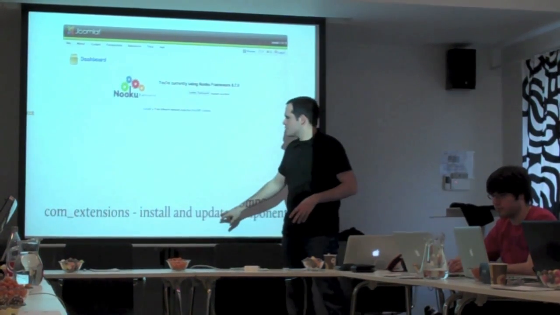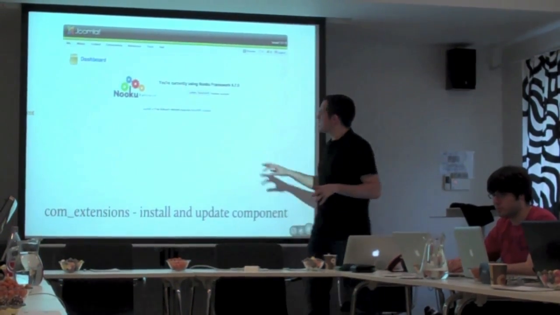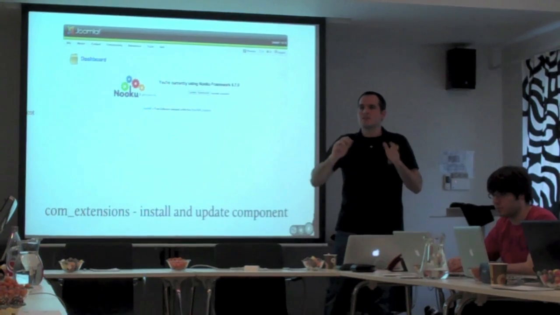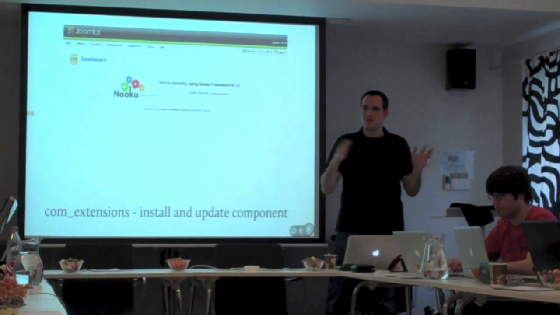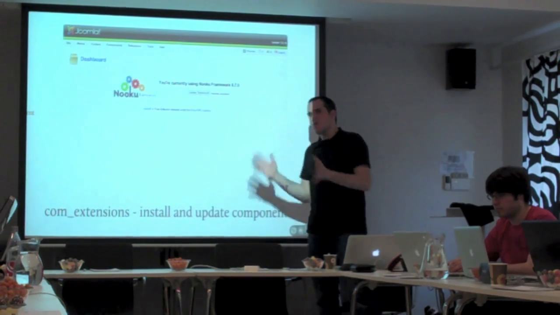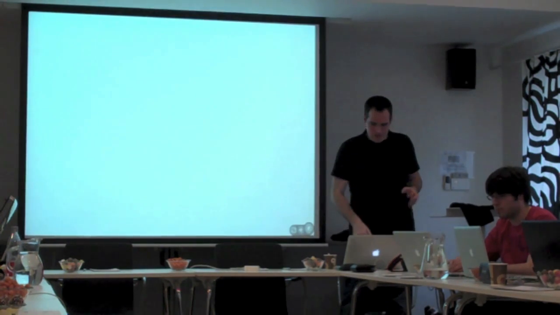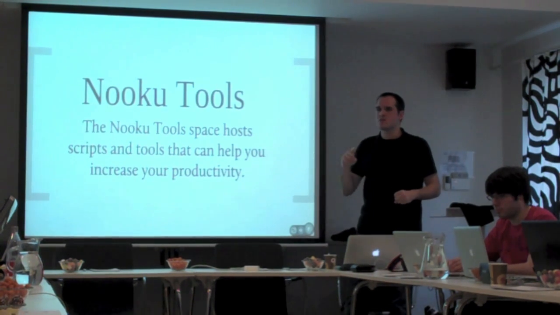We also have com extensions, which actually has been moved to the incubator. This is what Steen is also working on. This is an update component. The whole idea is that I can install an extension in Nooku server and then I can automatically update that, or I can update my whole Nooku server installation. And we want to provide all the groundwork to make that happen. Updates and installations. And we also have a versioning component, which I haven't shown here, but I showed yesterday.